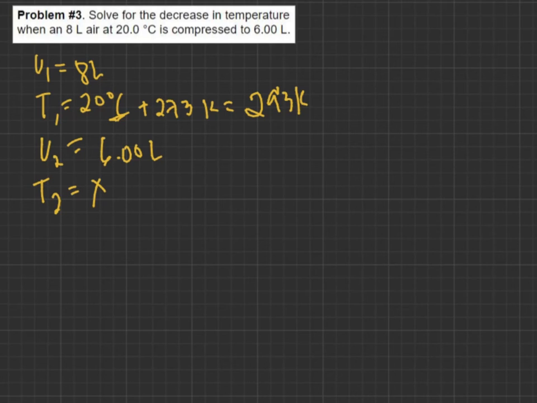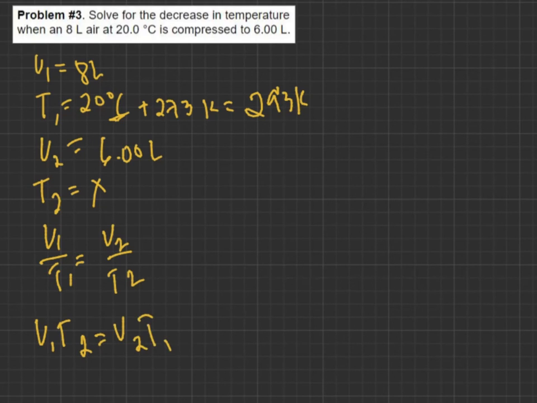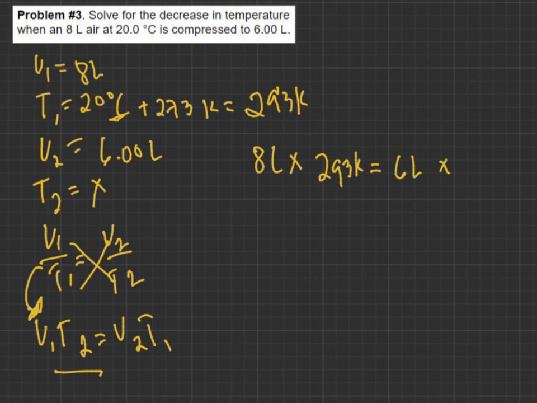Right, so Charles' law is given by V1 over T1 is equal to V2 over T sub 2, or it can also be given as V1 T2 is equal to V2 T1. So we just have to cross multiply this to have this, right? Now you can use this, then plug in the values. So for V1 we have 8 liters multiplied by 293 Kelvin, and then equal to our V2, which is 6 liters multiplied by T sub 2.